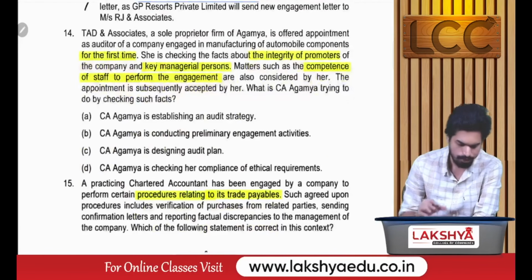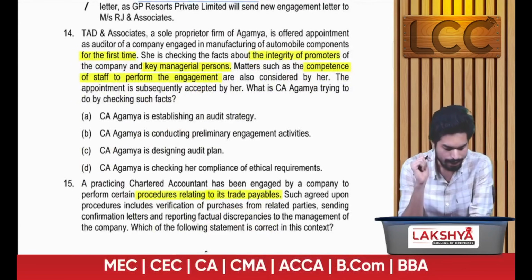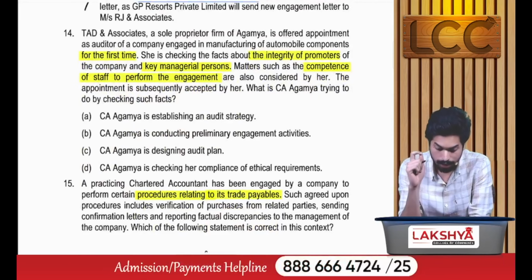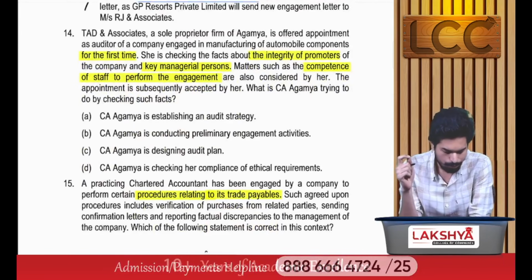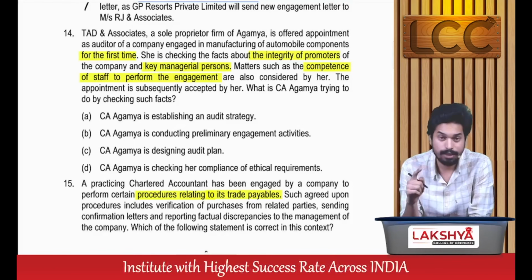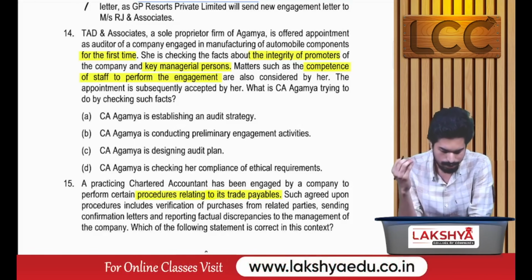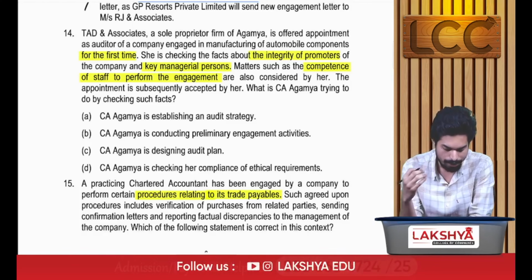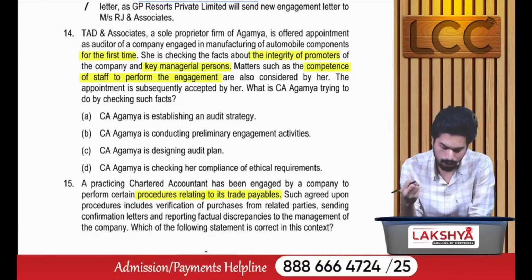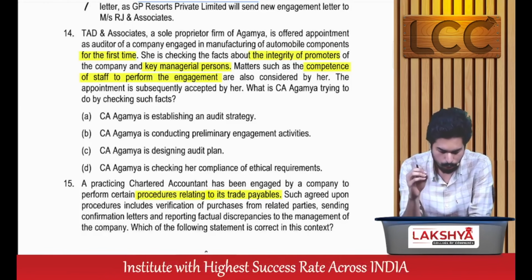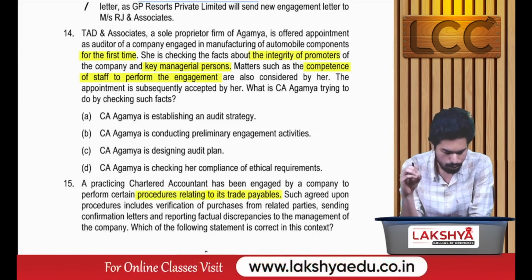Next, 14 general MCQ. Tad and Associates, a sole proprietary firm of Agamya, is offered appointment as auditor of a company engaged in manufacturing of automobile components for the first time. So she is checking the facts about the integrity of promoters of the company and key managerial persons. Matters such as the competence of staff to perform the engagement are also considered by her. The appointment is subsequently accepted by her. What is CA Agamya trying to do by checking such facts?